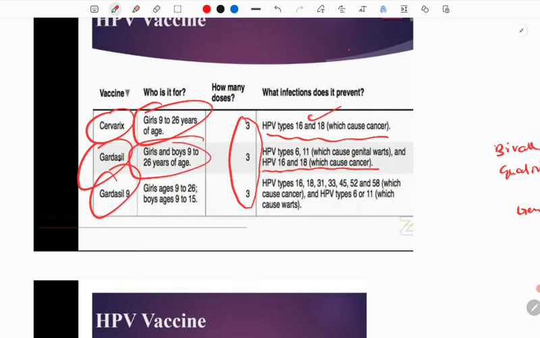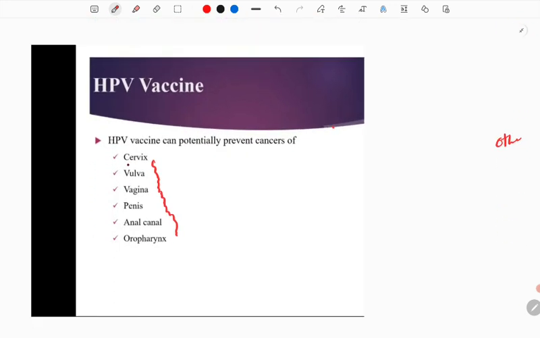Gardasil covers 16, 18. How many doses? 3 doses, 0 to 6 months. Gardasil 9, 9 to 26 years only, covers 6, 11 with causal genital cancer.